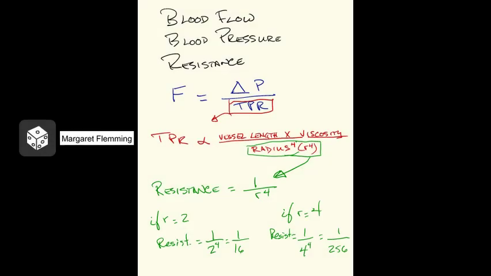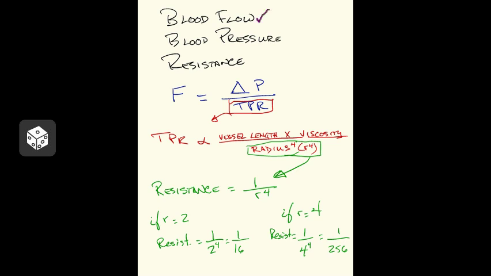Here in the second part of Chapter 19, we are going to take a look at critical issues that affect blood flow. One of these things is going to be blood pressure, and we're going to look at that in more detail a little bit later on in Part 2. Let's start by defining blood flow.